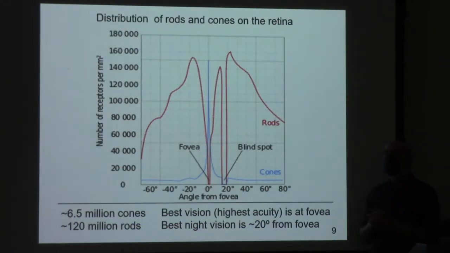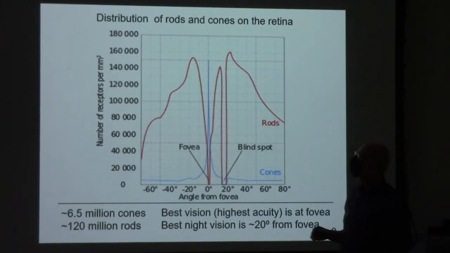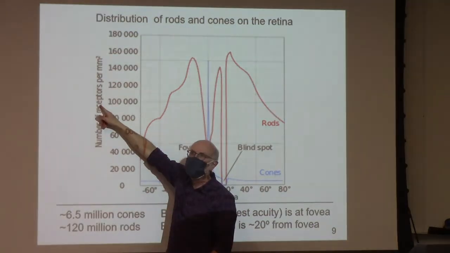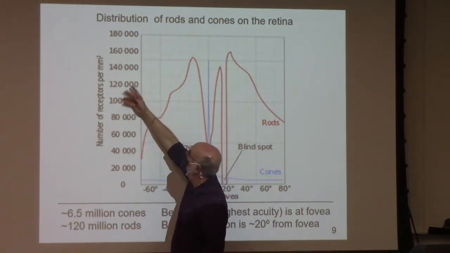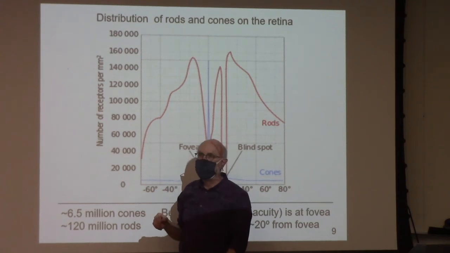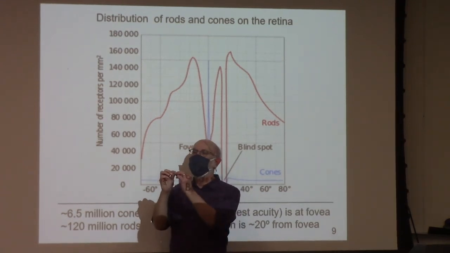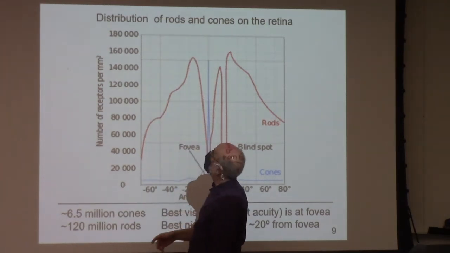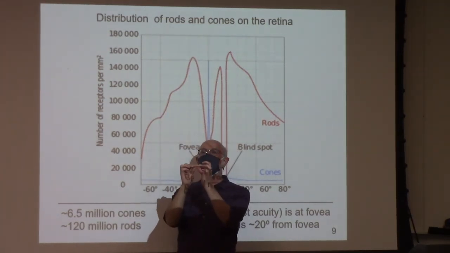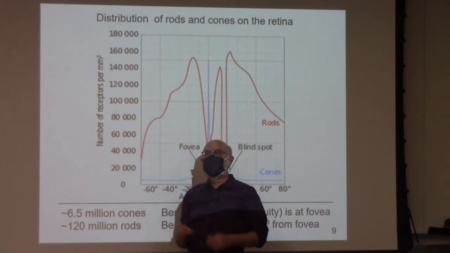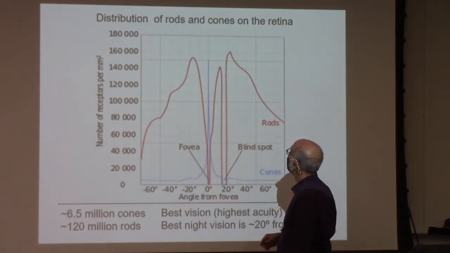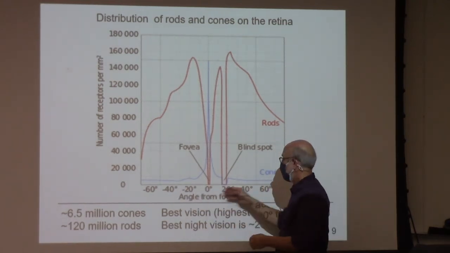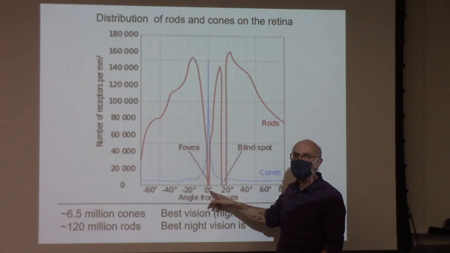Let's talk for a minute about the fovea. So what are we seeing here? We're talking about the number of receptor cells, not receptor molecules, but receptor cells per square millimeter of retina. So a little area, a square millimeter, can have 160,000 photoreceptor cells in it. And this is as distance, really angle from the fovea.